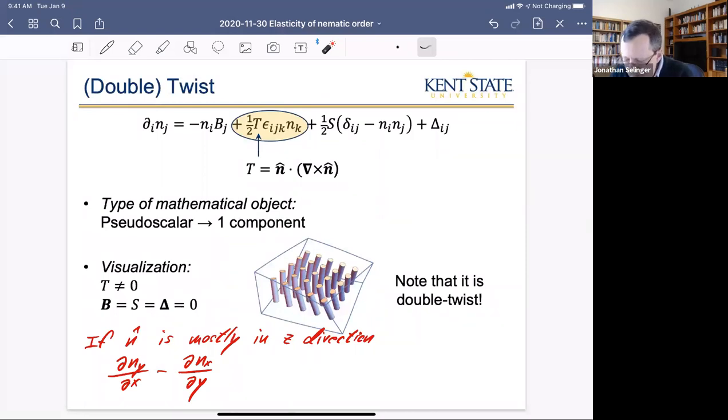And people sometimes also call it double twist because it is a variation both as a function of x and as a function of y, right? It's varying like this as a function of x and also as a function of y. So right at the center, the director is vertical. And then when you go out, it's cutting around like a cone. And then when you go farther out, it's like a cone that's tipped over more.